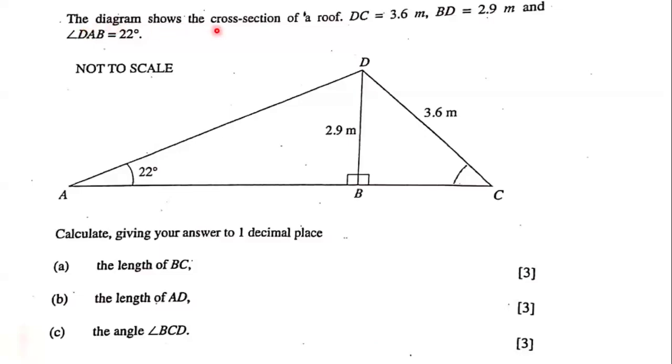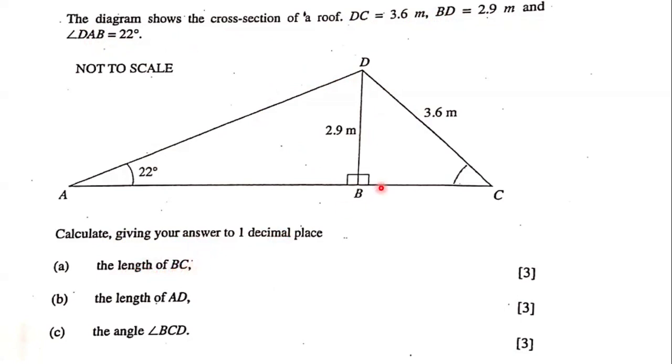The diagram shows the cross section of a roof. DC is equal to 3.6 meters. BD is equal to 2.9 meters. And angle DAB is equal to 22 degrees. And so here we have a diagram right here. And it says, calculate, giving your answer to 1 decimal place, the length of BC.